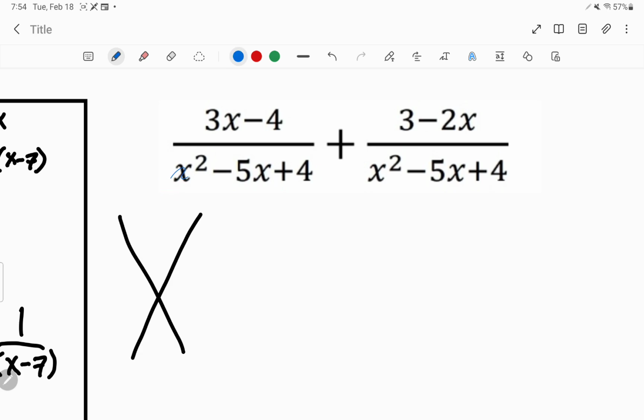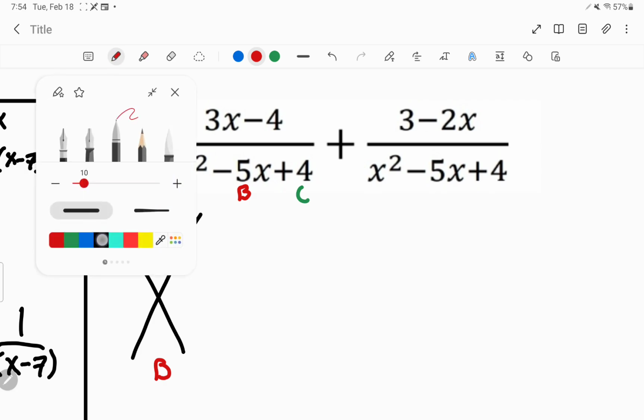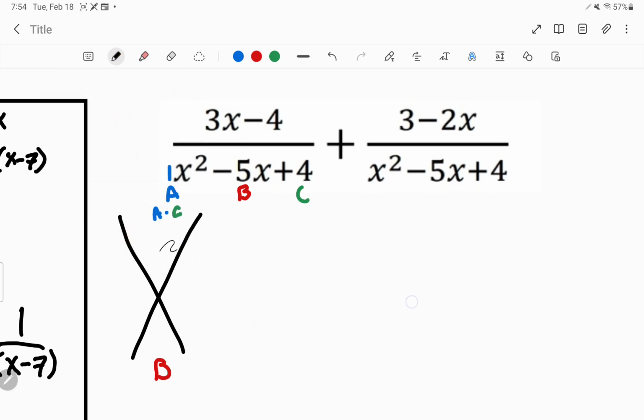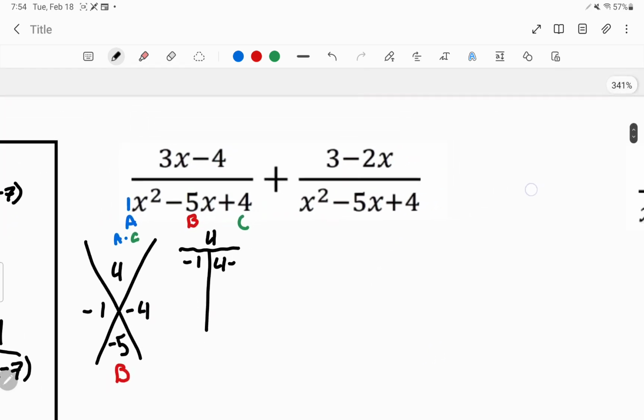So I know my a is 1, my b is negative 5, and my c is 4. So let's start with a times c and b on the bottom. Okay. So 1 times 4, 4. Now we need negative 5 on the bottom. Well, it gives me 1 and 4, and guess what? That's going to be my answer, but both of them are going to have to be negative to get that negative 5. Negative 1, negative 4. Now we're done. Now we can rewrite the entire problem.